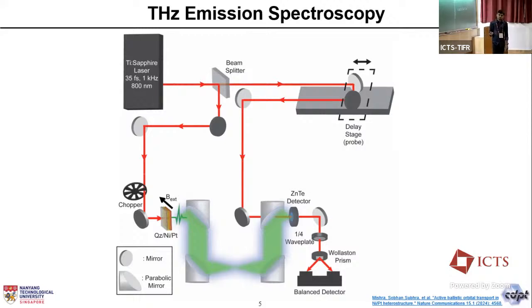Instead of magnetic heterostructures, we can also use some topological materials to generate terahertz, and that way it gives us information about the band structure also. Okay, now coming back to the main topic.